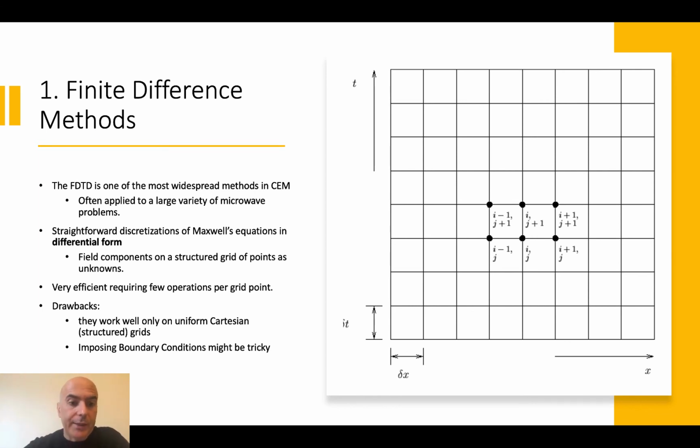Well, the first one is that they work well only on uniform Cartesian structured grids. So only a very structured grid like this one will provide a good approximation of the solution of our problem. And also it's quite challenging to find a formulation to impose boundary conditions on the boundary of this numerical grid. So imposing boundary conditions might be tricky.